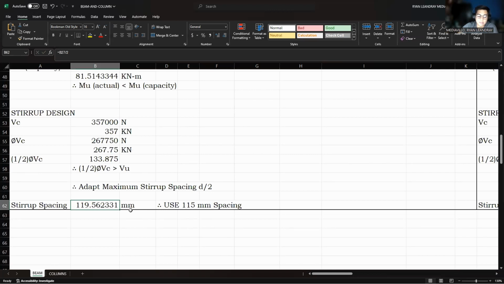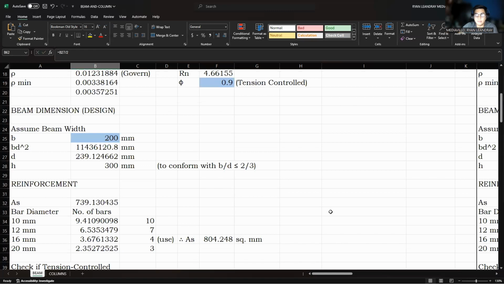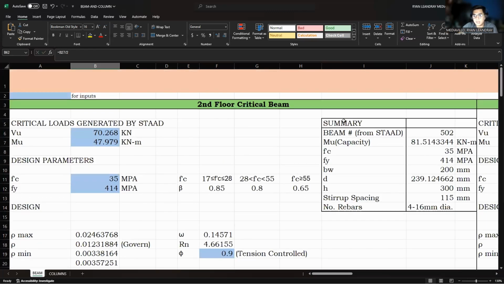half, which shows that it will have a stirrup spacing of 119.56. And as for the code, if you have a spacing like this, you will have to round down to the nearest fives, depending on the discretion of the designer. And as for me, I have rounded down to fives, which shows the 115 millimeter spacing for each stirrup for the beam.